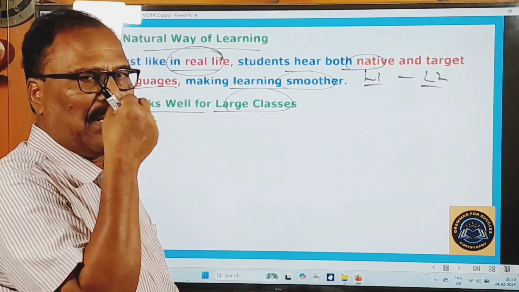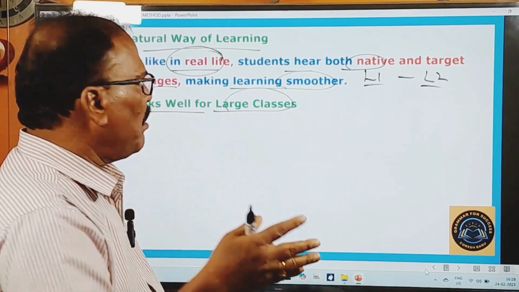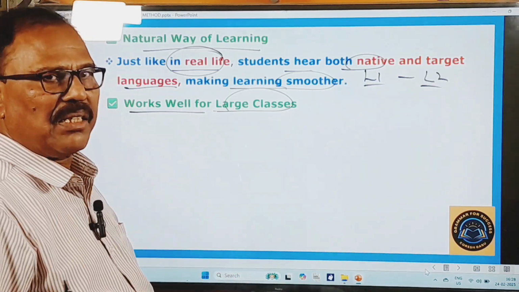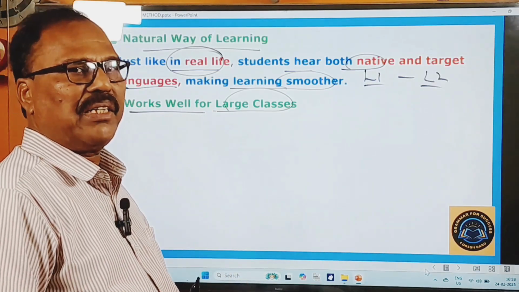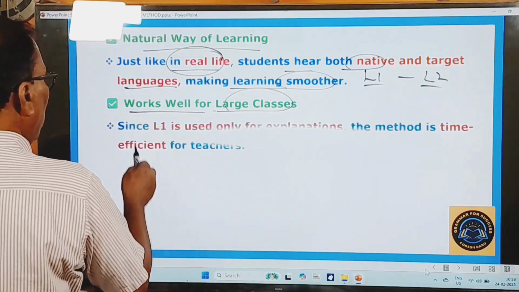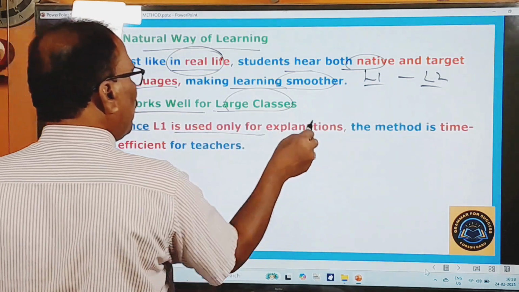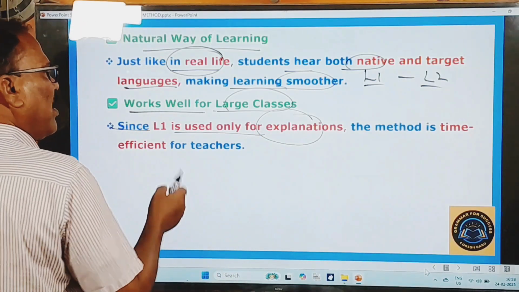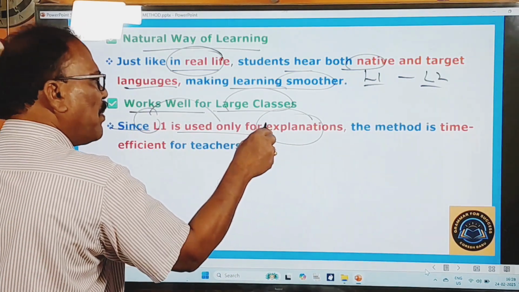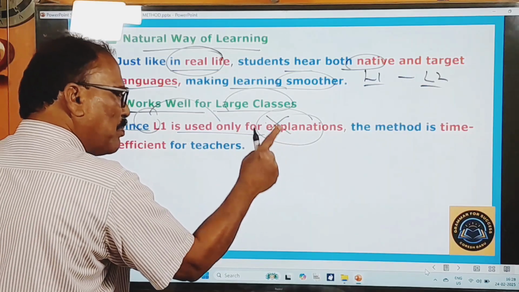It doesn't work for the large classes. But here this bilingual method is there. It works for the large classes in which there are more than 70, 80, 90, 100 students. Okay, right. And here you pay attention. Since L1 is used only for explanation, right from the beginning, I have been telling you that this L1 is used only for explanation of new words, new concepts.